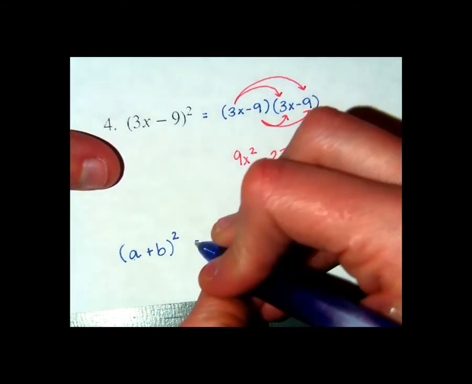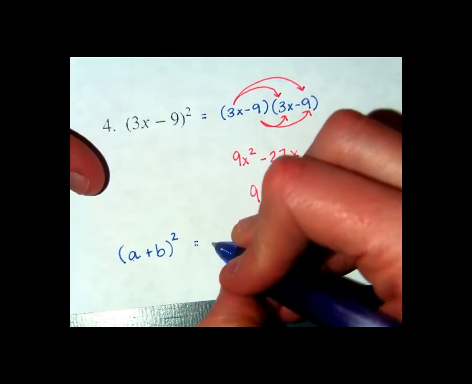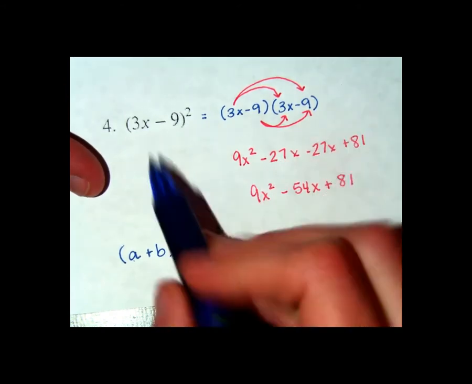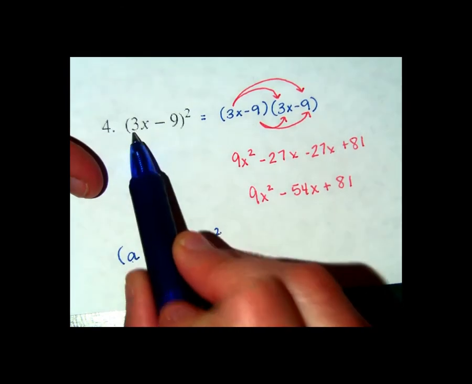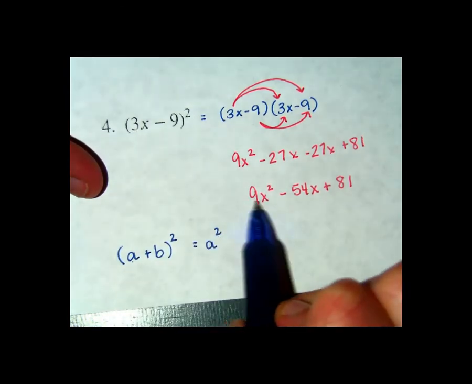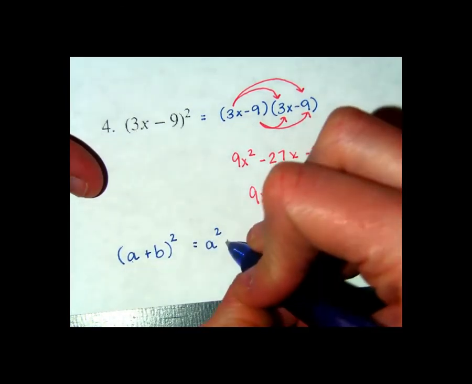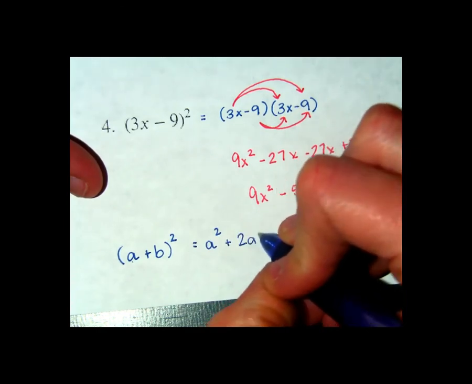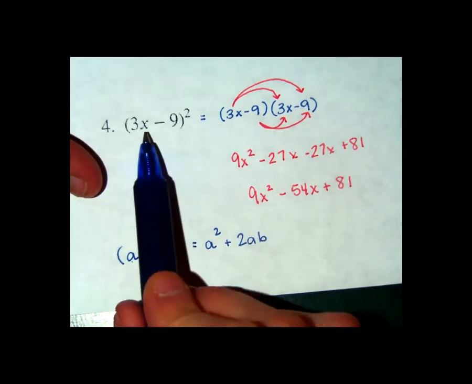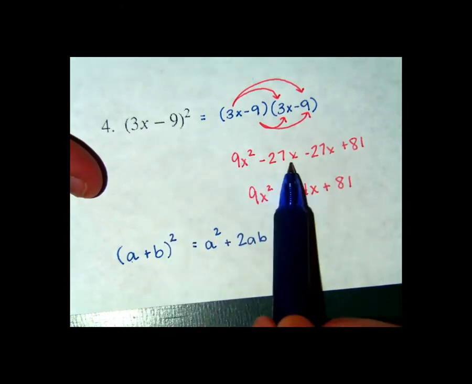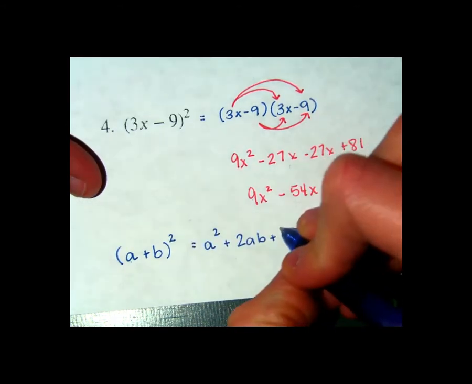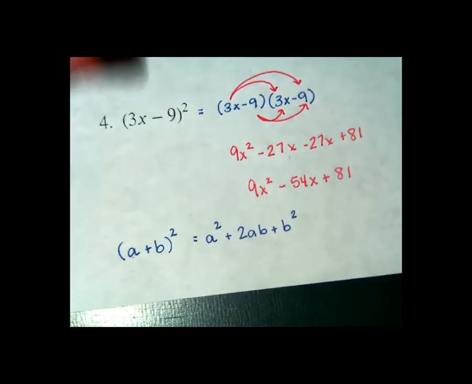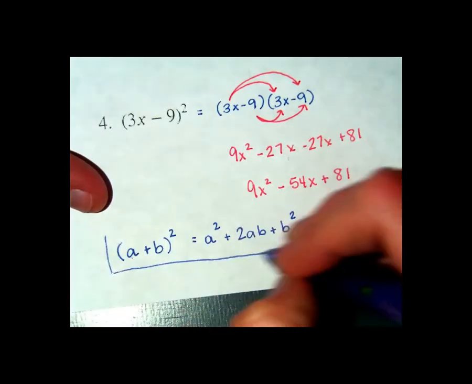The rule is actually that if you can take the first thing and square it, like what was 3 squared? 9, and what was x squared? X squared, 9x squared. And then you can put plus 2 times a and b. So 3 times 9 was negative 27. Well, if you double that, you get negative 54. Plus the last thing squared. That is the actual rule.